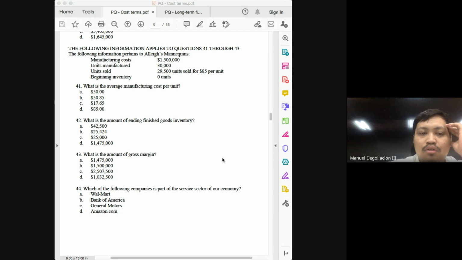Number 43, what is the amount of gross margin? How do you solve for gross margin, class? This should already be part of your stock knowledge. Sales minus cost of goods sold. Here it's important to use the number of units sold. How many units were sold? 29,500, multiplied by the selling price of 85. Can you give me that figure, class?